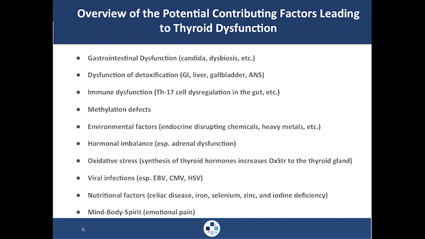Nutritional factors. Now, I put in celiac disease. It can go into gastrointestinal dysfunction or both. I put it down here mainly because it causes what? Malabsorption. So you're not absorbing iron, which is needed to produce thyroid hormones. Selenium, zinc, iodine, all of those are needed. If there's malabsorption, certainly the individual is going to be hypothyroid because they're not getting the cofactors and the nutrients needed to create thyroid hormones.